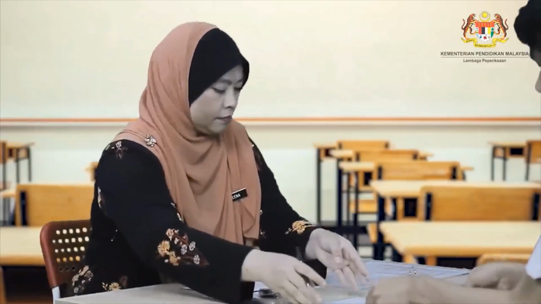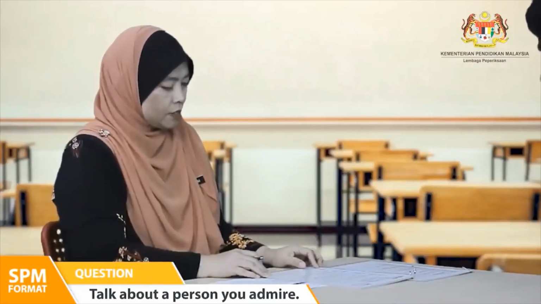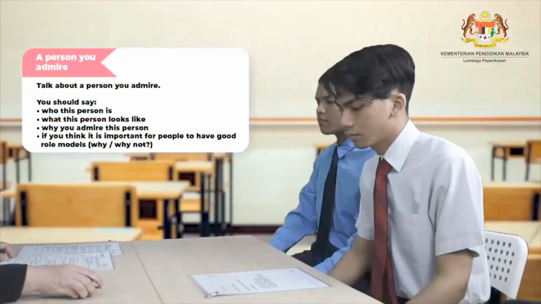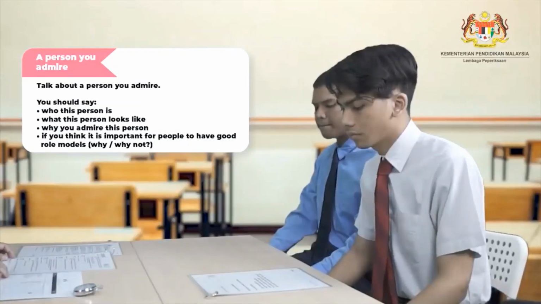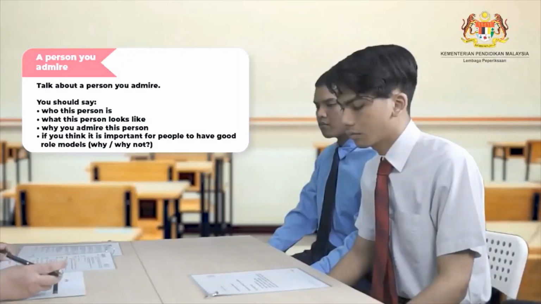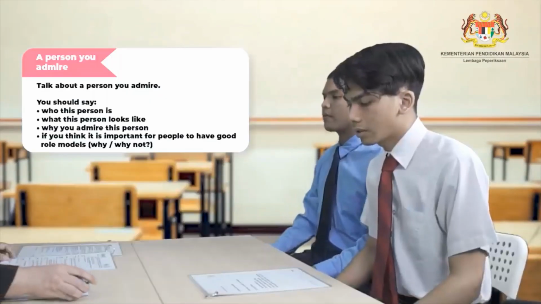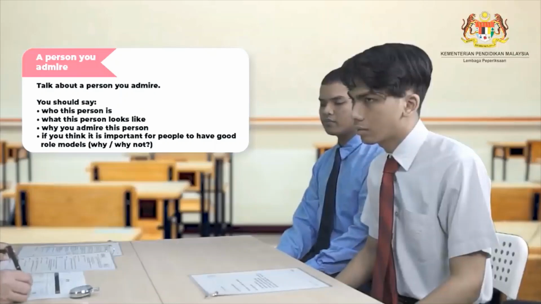Now, Khalis, here's your task. I'd like you to talk about a person you admire. First, you have some time to think about what you're going to say. Alright, you may start now. The person that I admire is my mother. She is very pretty. She has big eyes and pretty smile.